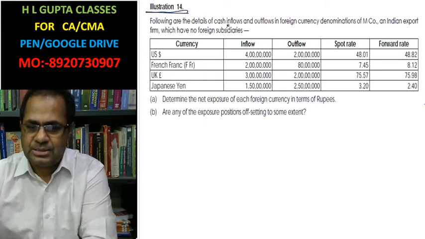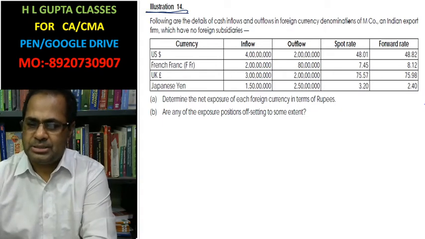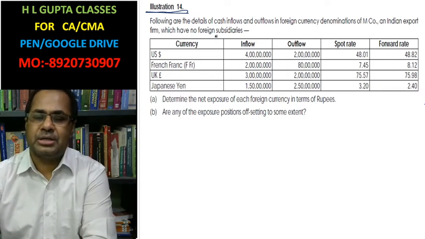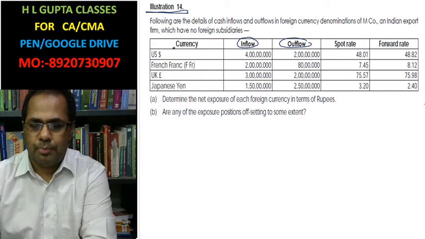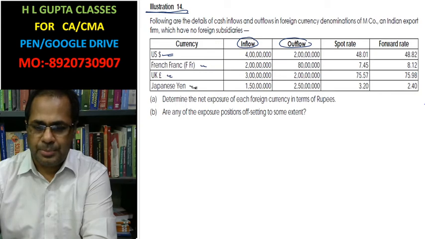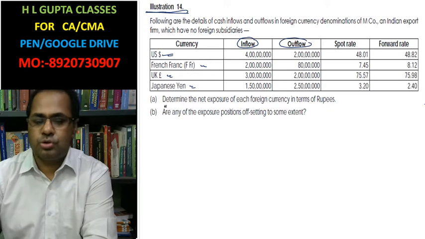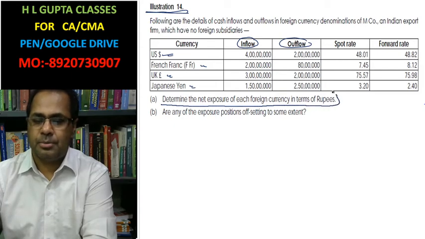Following are the details of the cash inflow, outflow and foreign currency denomination of an Indian export firm which has no foreign subsidiary. This is the inflow and this is the outflow in the currencies USA dollar, French franc, pound and Japanese yen. A spot rate is given, and a forward rate is given. The question asks to determine the net exposure of each foreign currency in terms of rupees.